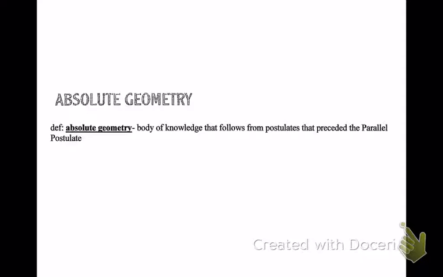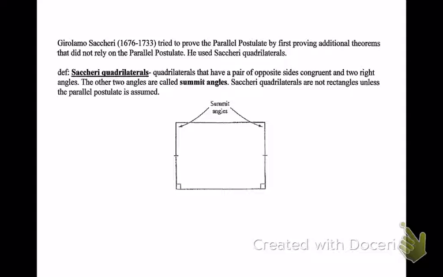Absolute geometry is different than Euclidean geometry. It's a body of knowledge that follows from the postulates preceding the parallel postulate. So there's no postulate 5 in absolute geometry. So that does some things for us. One of the mathematicians that worked in this area is Guillermo Saccheri. He tried to prove the parallel postulate by first proving additional theorems that did not rely on the parallel postulate.